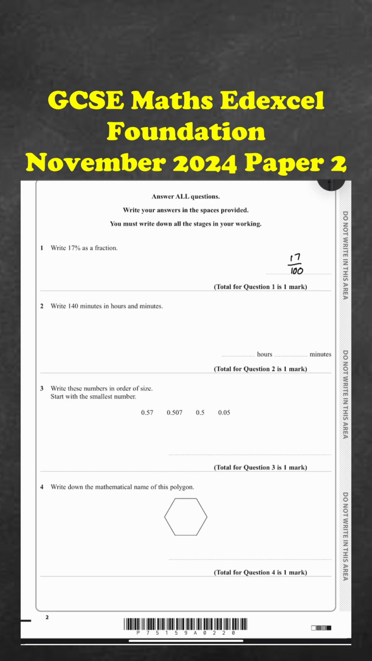So we know it's 60 minutes in an hour, so 120 minutes would be 2 hours. And then you have an extra 20 minutes left over. So 2 hours and 20 minutes.